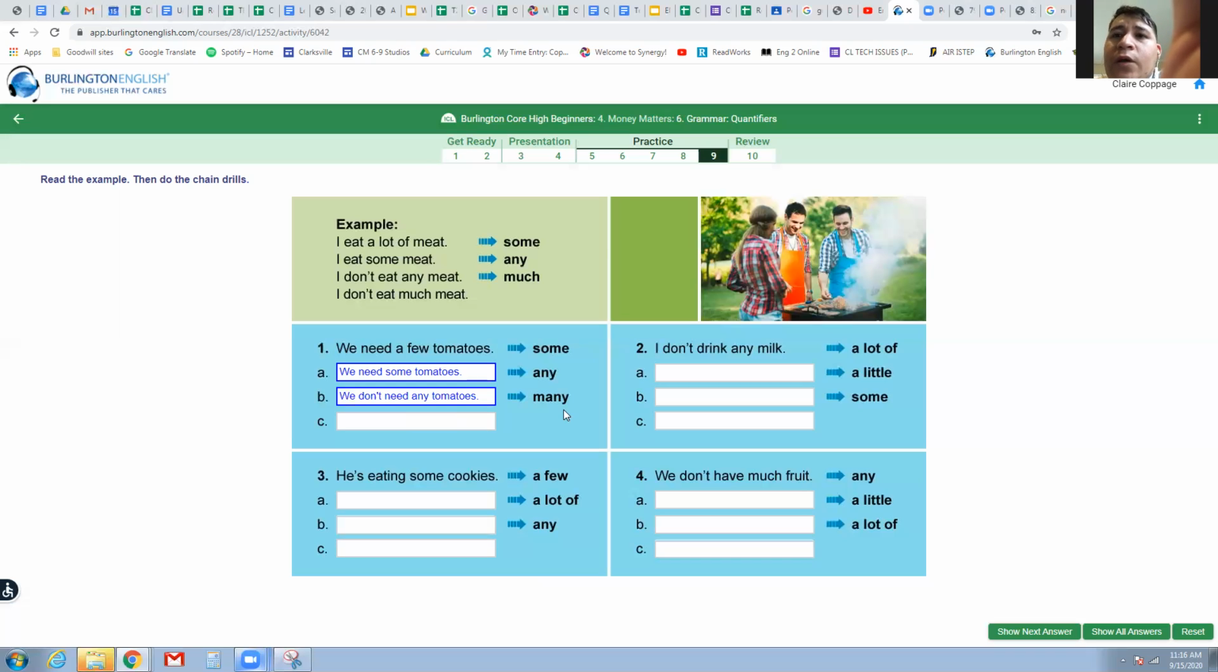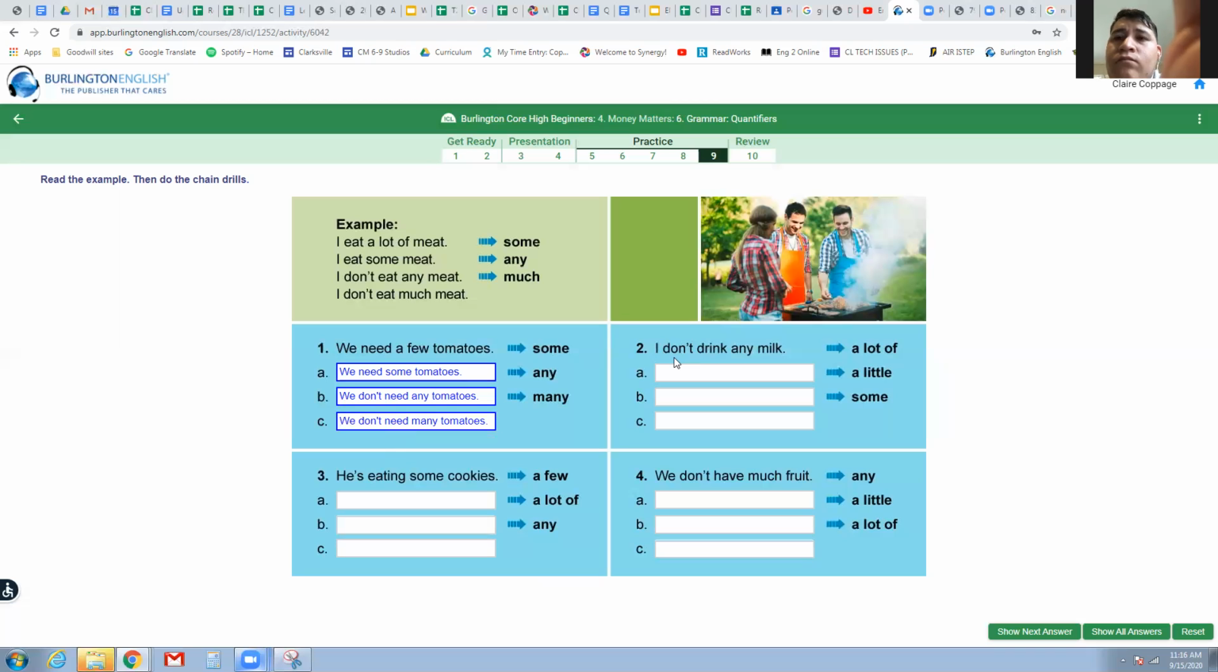We need many tomatoes. Good. We're going to keep queda el resto de la oración, pero sí, many tomatoes. We don't need many tomatoes. Good. All right, let's keep practicing.